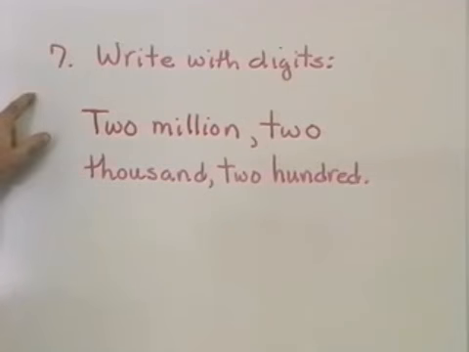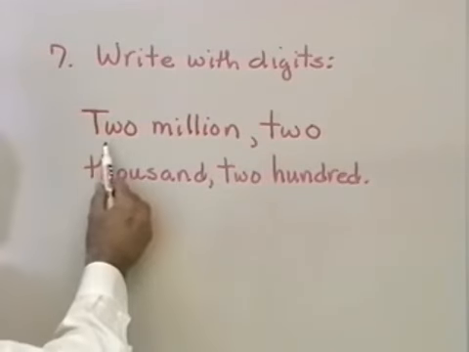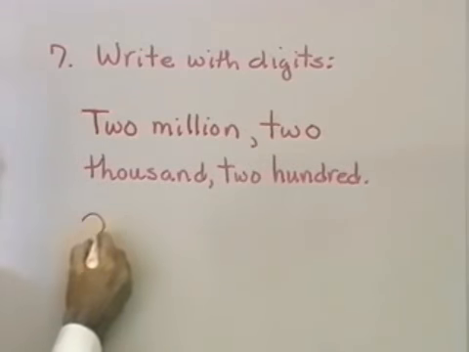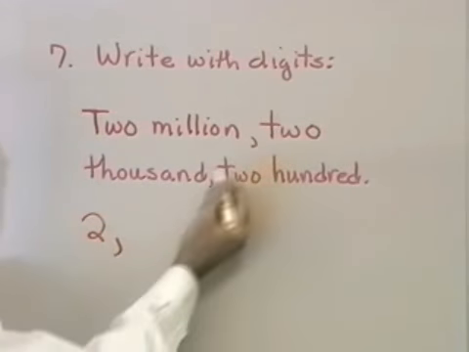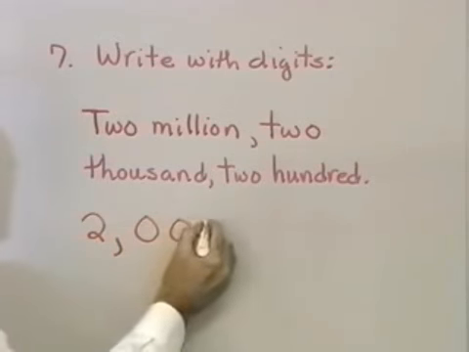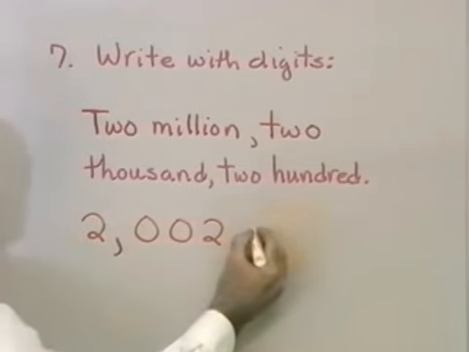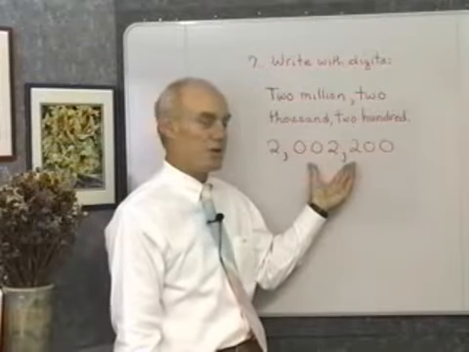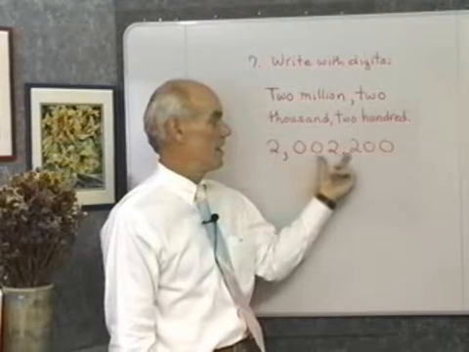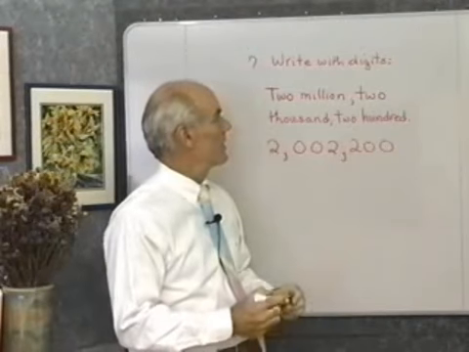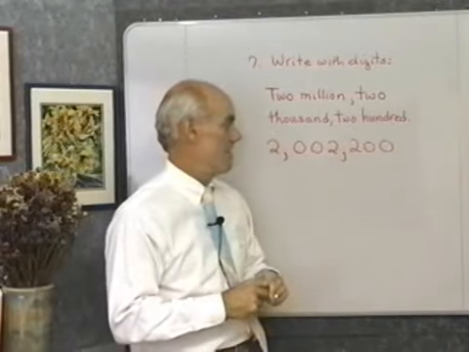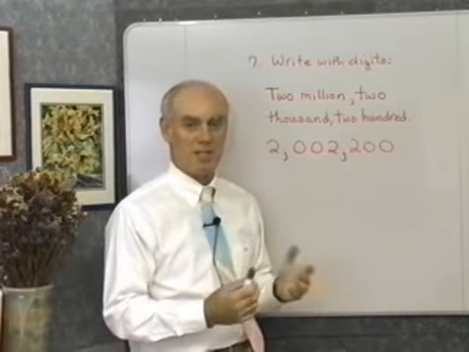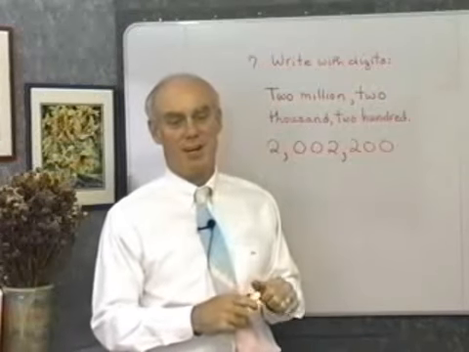Let's look at our next example. For problem number 7, we have down here write with digits, and the number is two million, two thousand, two hundred. So I want to write here 2 million. Now 2,000, so 002, comma 200. So there's 200. So I've written this number in symbols or with digits, and I have 2,002,200. So that's a look at writing these numbers with digits. It's sort of a look at place value for numbers and naming numbers, writing numbers in expanded form, and also then writing numbers in words.